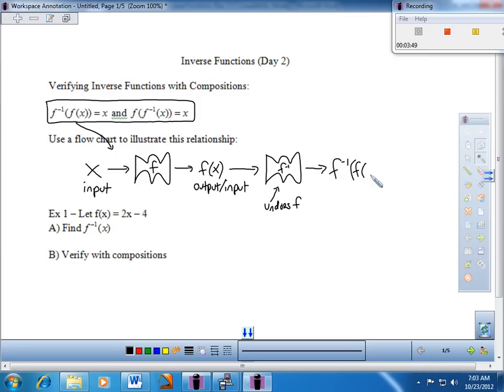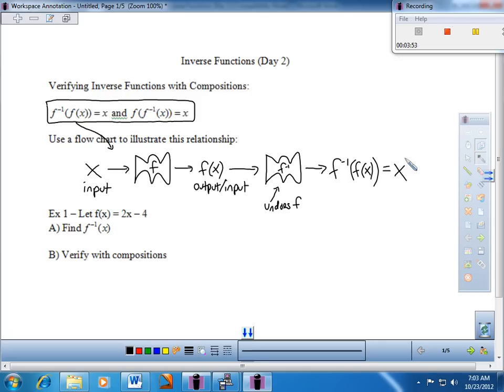This would be the inverse composed with f of x. And again, because they undo each other, I'm just left with what I start with. So again, it offers a way for us to do some checks as we go through the process right here. All right, so let's take a look at it conceptually with example 1. Let's talk about that process one more time. And then I think we'll formalize things a little bit, have some strategies down below there, and take a look at some things.